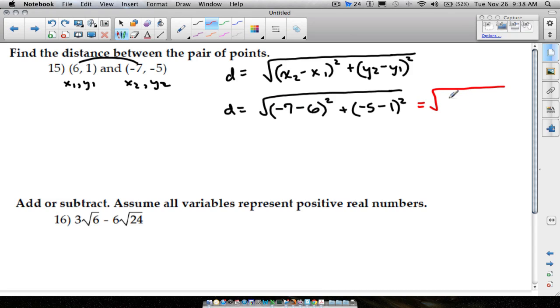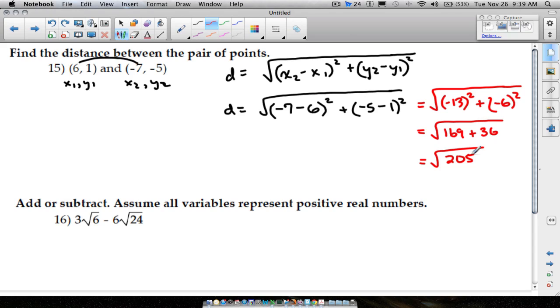Negative 7 minus 6, that's negative 13. Just watch your signs there. And we're going to square that. Plus negative 5 minus 1, that's negative 6. And we're squaring that as well. Negative 13 squared is still going to be a positive number though. Negative 13 times negative 13 is 169. Plus 6 squared is 36. And if you add 169 and 36, we get the square root of 205.